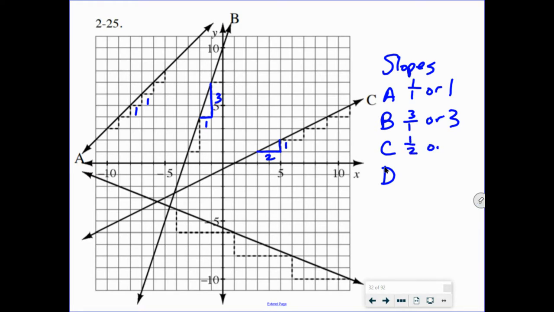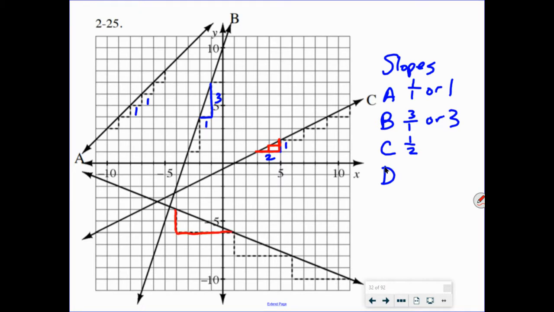Just 1/2. Guys, fractions and slopes are actually a beautiful thing, okay? So don't freak out about it. But 1/2, what does that mean? If I just went over 1, I'd go up 1/2. Or you could go over 2 and up 1. Same thing, okay? 1/2. And then line D. All right, here we go.